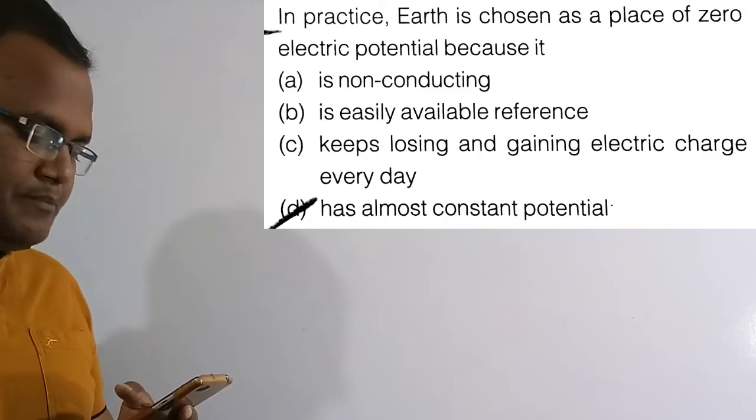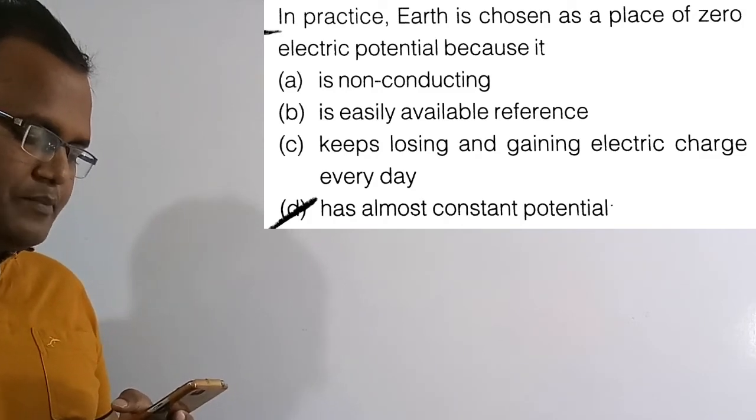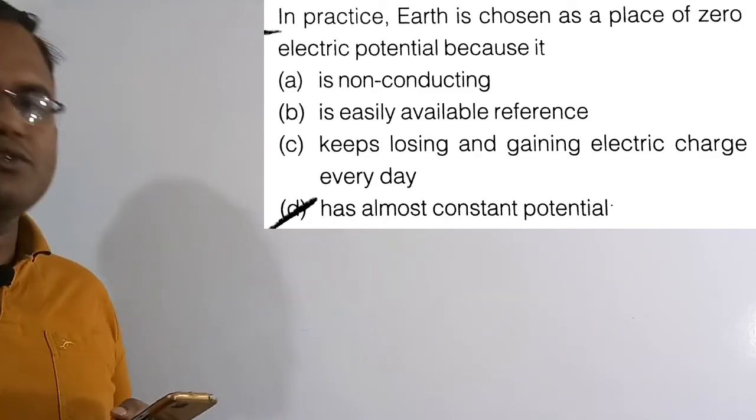So now we are going to solve the 9th question. See the question here. In practice, the earth is chosen as a place of 0 electric potential because it.